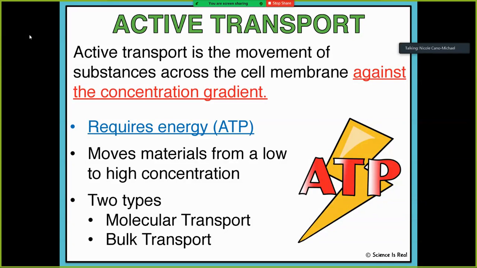Now, the energy of a cell is called ATP, much like the energy in your house is called electricity. The energy in your car is called gasoline. The energy for a cell is just called ATP. It's a molecule called adenosine triphosphate, but that's kind of a mouthful, so we call it ATP. Active transport is going to help us move material from an area of low concentration to an area of high concentration. And there are two types of active transport. Molecular transport, the name suggests you're moving a couple of molecules at a time. And then there is bulk transport. And bulk transport, like the name suggests, is going to be moving a bunch of stuff at a time.